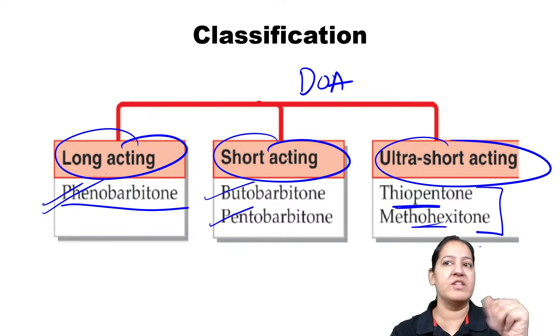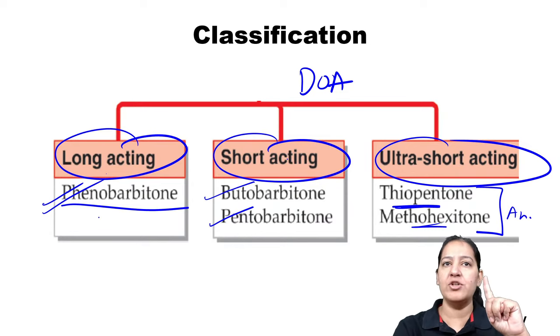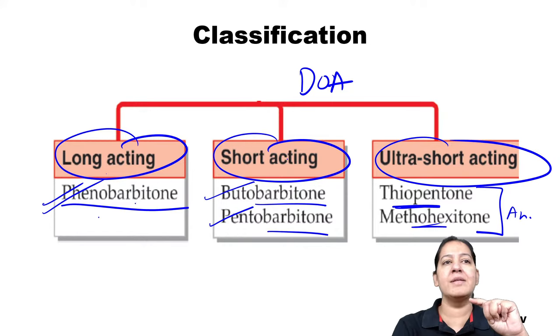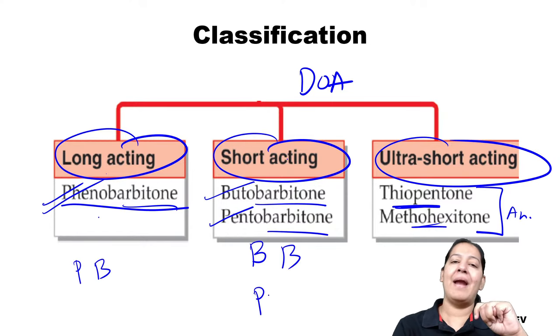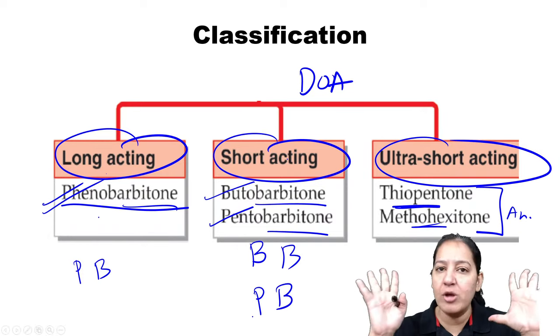These are used for anesthesia. These are not used as sedatives. These are used for anesthesia, basically. So basically, the long acting one is phenobarbitone and there are short acting ones. Barbitone is the suffix. It is phenobarbitone, butobarbitone and pentobarbitone. So three barbitones are there.